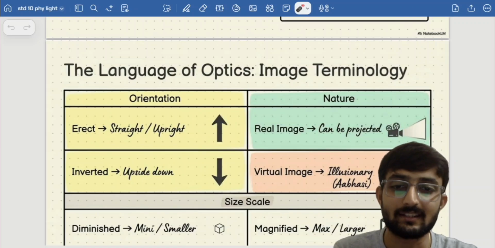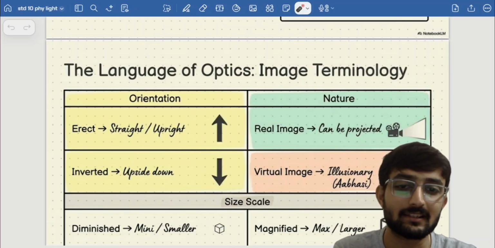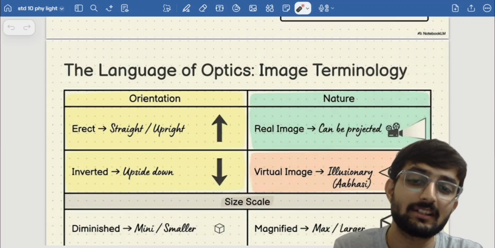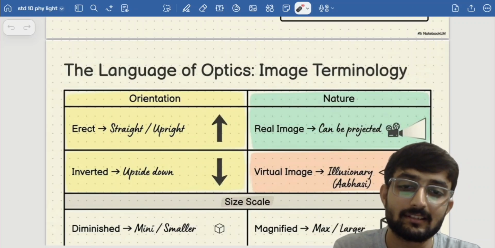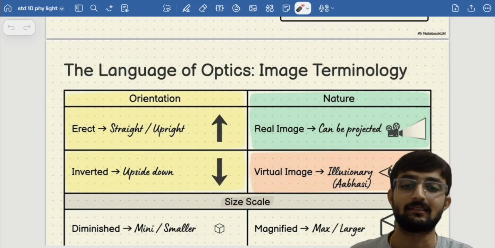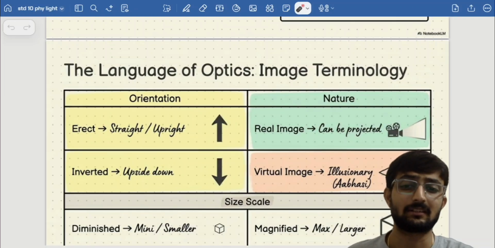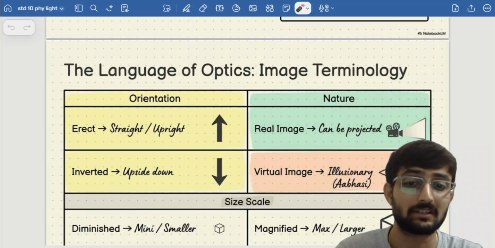Second is orientation. An image can be erect, meaning it is perfectly upright, or inverted, meaning it is upside down. The third is size. Compared to the object, an image can be diminished, meaning smaller, or magnified, meaning larger. Keep these terms in mind because we will use them to describe every single mirror diagram.